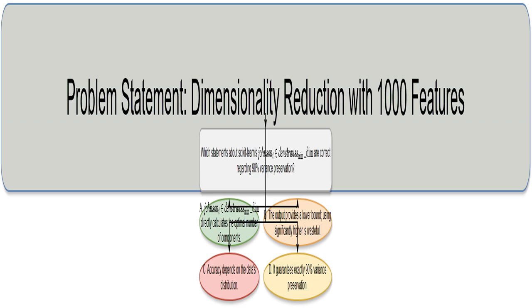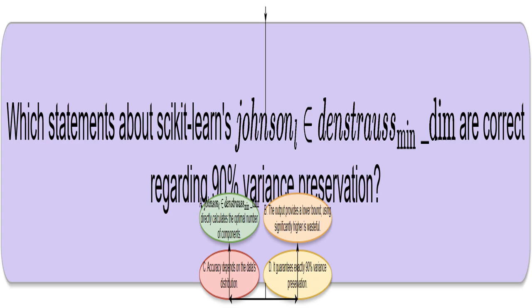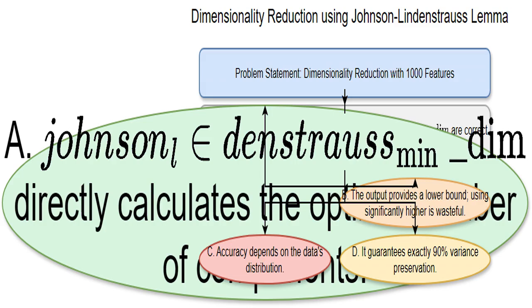I need to understand what this function does, and more importantly, what it doesn't do, to answer the questions that follow. This is the core of the quiz. I'm presented with some statements about the johnson_lindenstrauss_min_dim function, and I need to choose the ones that are true based on my understanding of the lemma and how scikit-learn implements it.